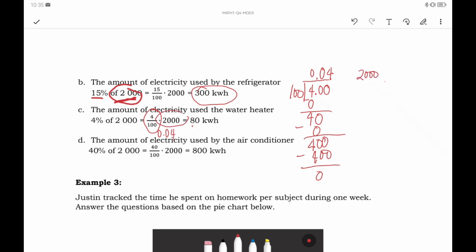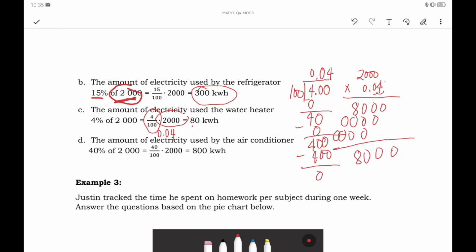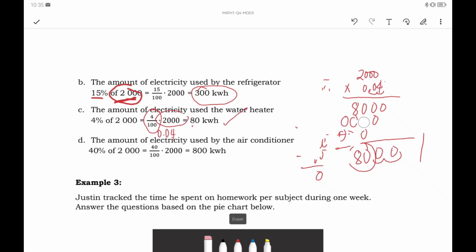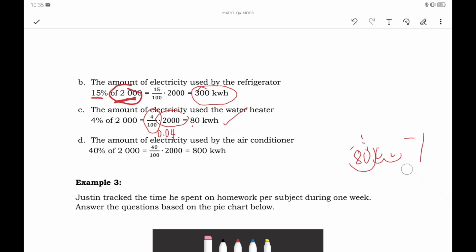So 2,000 times 0.04, we have 0, 0, 0, and 8. Bring down 0, 0, 8. There are 2 decimal places, 1, 2. Therefore, our answer is 80. So this is correct. Next, now let's solve for the amount of electricity used by the air conditioner.